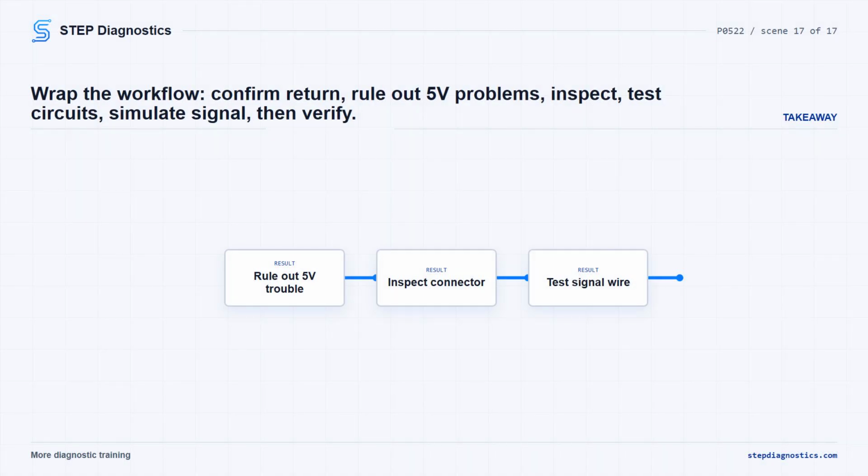The clean path on P0522 is to prove the code returns, rule out shared 5-volt reference problems, inspect the sensor connector, test the 5-volt supply, check the signal circuit for shorts and resistance, then use the fuse jumper test to confirm whether the PCM can recognize a high signal. Keep verification separate at the end, clear it, run it under the right conditions, and confirm the code stays gone.